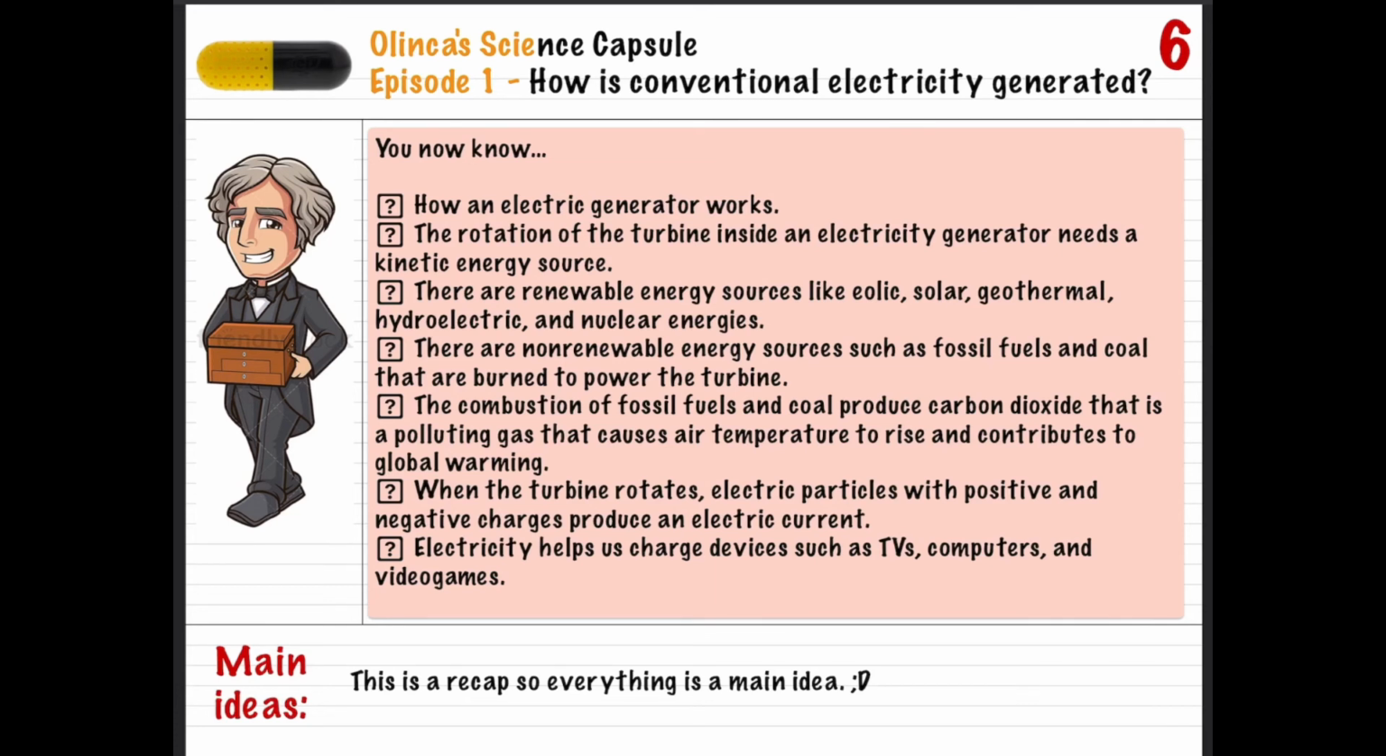However, we also know that there are non-renewable energy sources, such as fossil fuels and coal, that are burned to power the turbine. The combustion of these fossil fuels and coal produces carbon dioxide, which is a polluting gas that causes air temperature to rise and contributes to global warming and eventually climate change. When a turbine rotates, electric particles with positive and negative charges produce an electric current. And this electric current produces electricity that helps us charge devices such as TVs, computers, and video games.